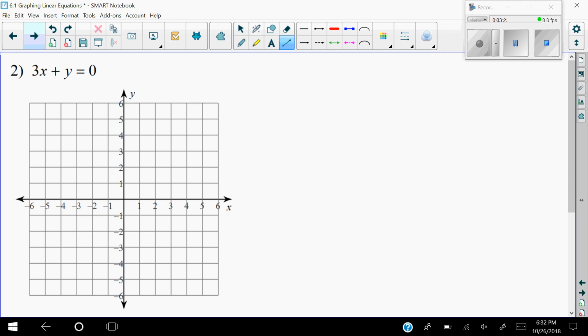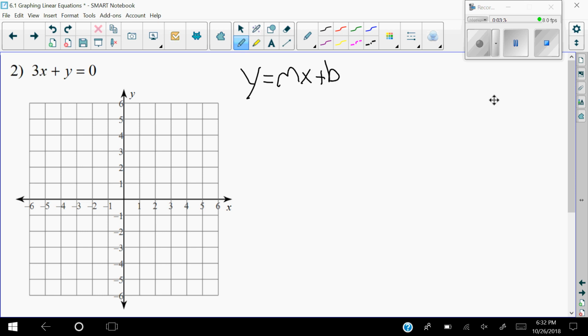Okay, so remember, we want to start off with our y equals mx plus b. And that's what we want to make sure our equation looks like. So we get that by getting the y by itself. So we're going to subtract 3x on both sides. That's going to leave us with a positive y is equal to a negative 3x plus 0.